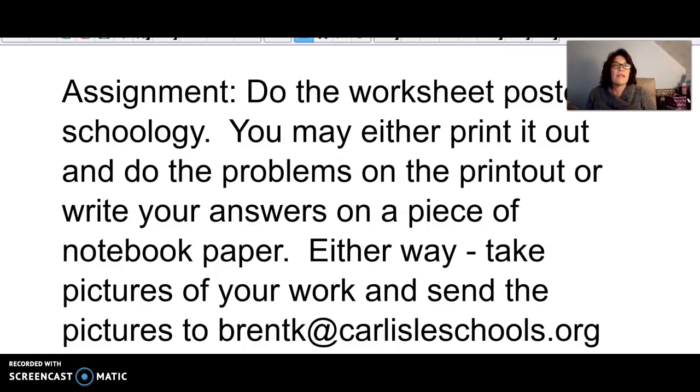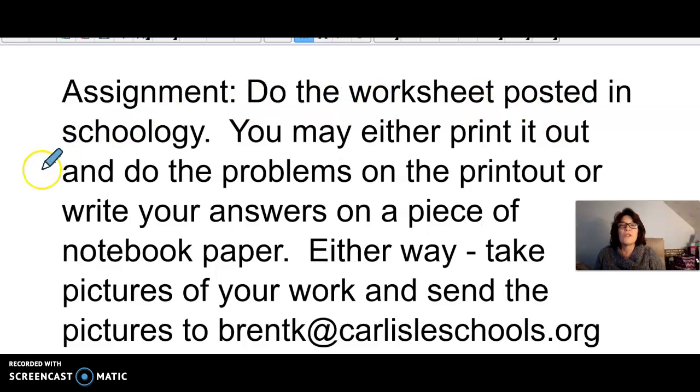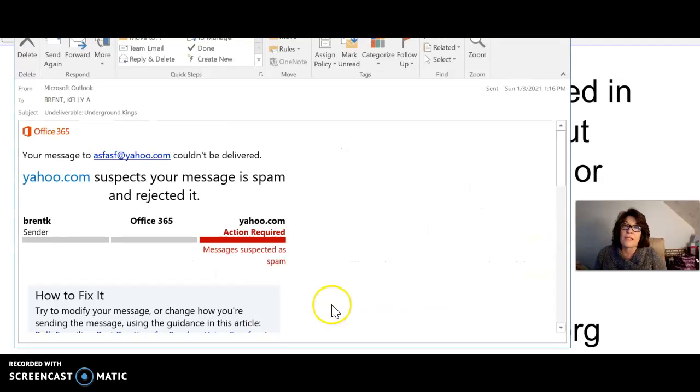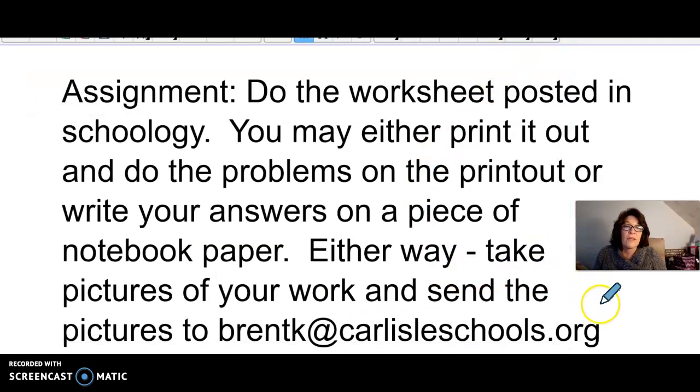Okay, the assignment is to do the worksheet posted in Schoology. Let me move myself. Do the worksheet posted in Schoology. You can either print it out and do the problems on the printout, or you can just write your answers on another piece of notebook paper. I don't care. Either way, you just take pictures of it and please send it to my email, brentk@carlisleschools.org. And then what I do, as you know, is look at them online. I make comments on them and then I send them back to you. Okay, so that we have all that done. Please do that this week. Seems like it's kind of a lot.